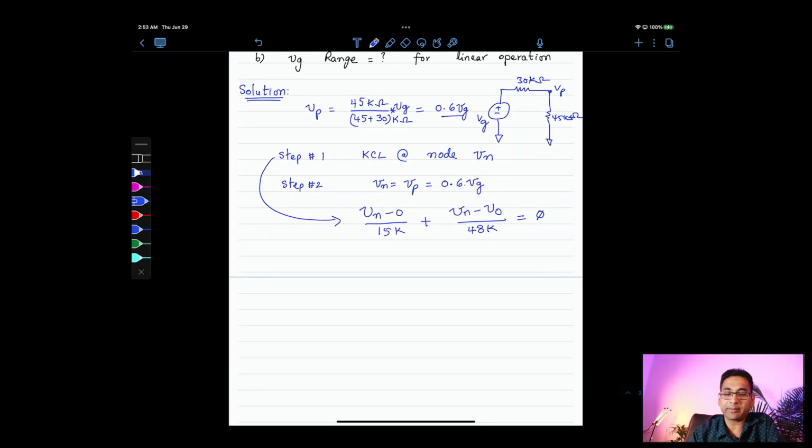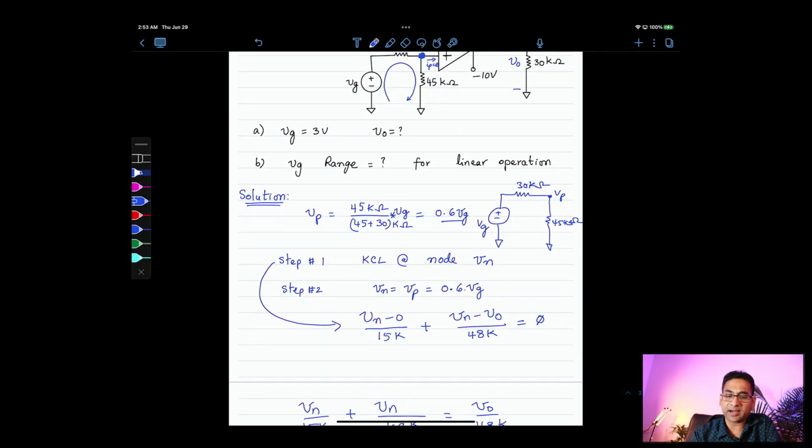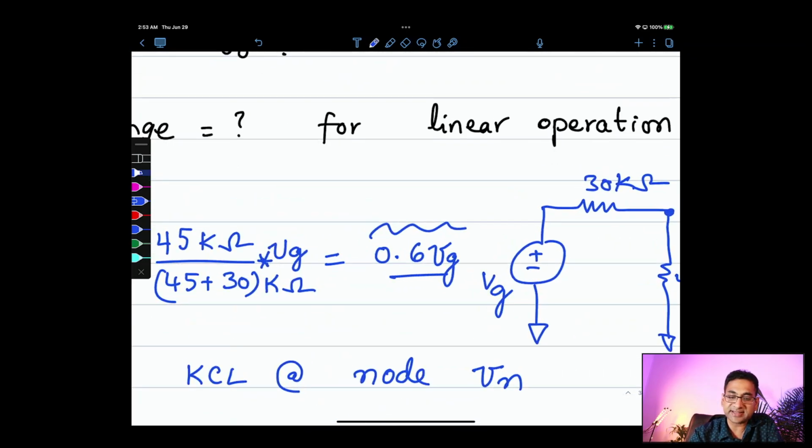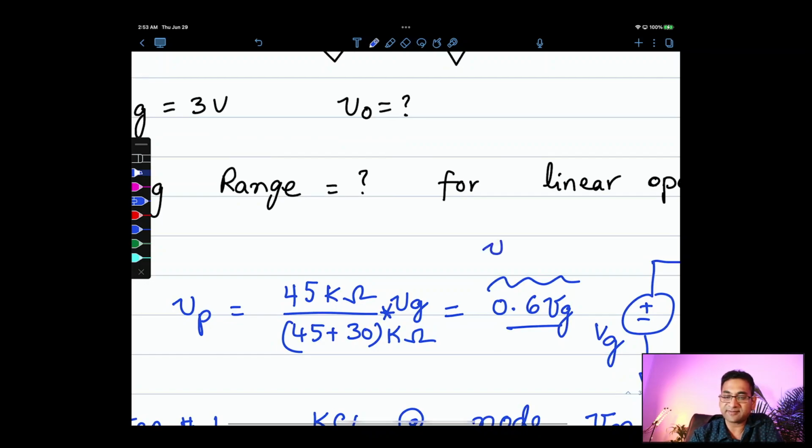Right? So now we can simplify this. Vn over 15k plus Vn over 48k equals Vo over 48k. Now we have seen Vn, the value of Vn is what? It is the same as Vp, which is 0.6 Vg. So this is the expression for Vp, which is the same as Vn.